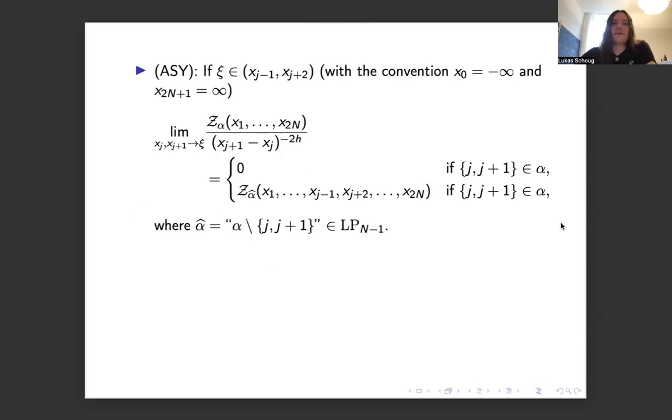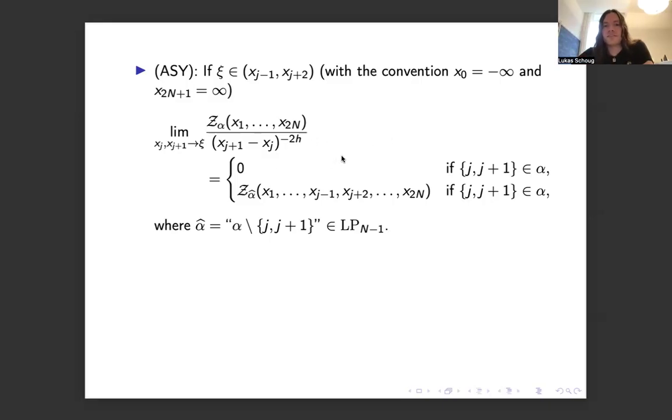And then we have here an asymptotic for the function, so that if we pick 2 points which are linked together and which lie next to each other on the real line, and we send these points together, then we should have this blow up. So it should blow up as the distance between these 2 points to the power of 1 over 2h.